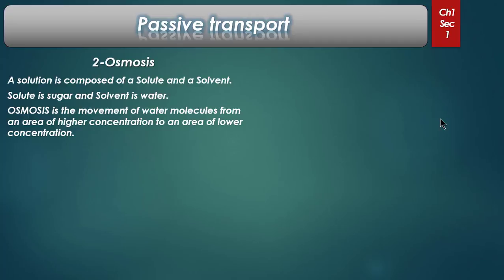Okay, so we said that passive transport is the movement of molecules from an area of higher concentration to an area of lower concentration. Therefore, osmosis is a type of passive transport. Okay? Direction of osmosis. So we said osmosis is the movement of water molecules from an area of higher concentration to an area of lower concentration. Okay, it is the movement of water molecules.